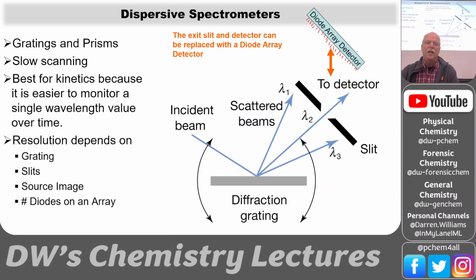Okay. Now, resolution requires a more expensive diode array, or if we're using a slit in a detector, it requires a longer time because you have to scan slower and send smaller slices of light through that slit. So resolution depends on the grating, on the slits, and on the smallness of the source image and the number of pixels in the diode array.